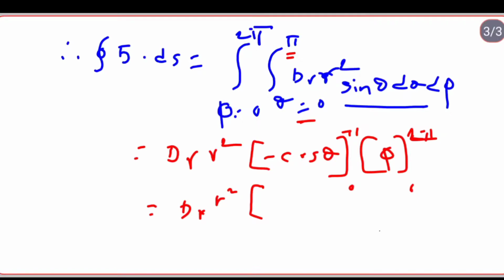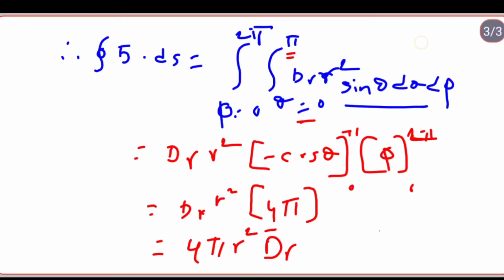4 pi r square dr. If you apply the theta 2 pi and the phi 2 pi, we will get 4 pi. Finally we can write 4 pi r square dr.